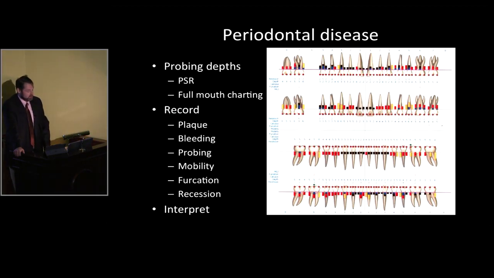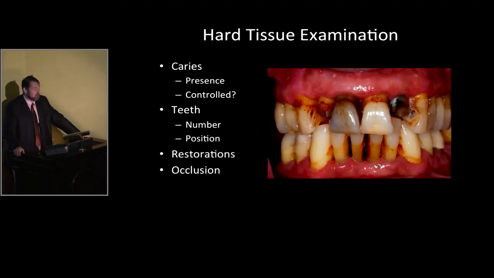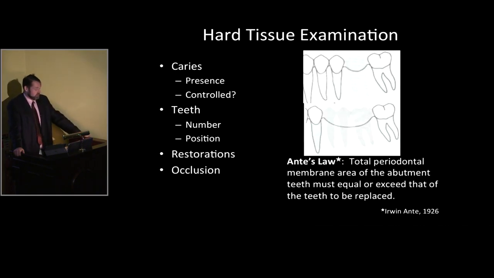When we look at a hard tissue examination, you need to see: is there caries present and is this controlled? Attempting to put 3 or 4 crowns in this patient's mouth with active caries is going to be an exercise in futility. The disease process has to be controlled. We need to look at the teeth present. Where are they? So, for example, the second premolar tooth here may be an excellent abutment for a 3-unit bridge, but because of this long span here, this premolar tooth may not be.